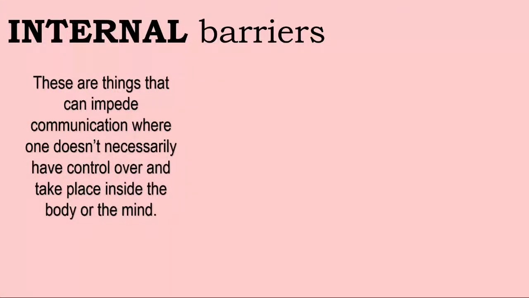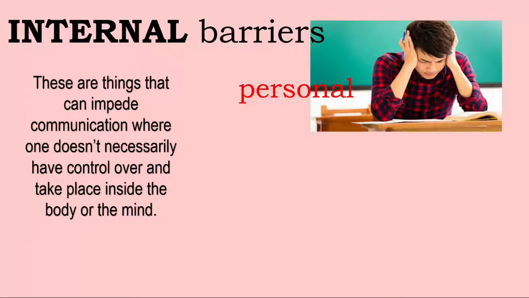So, yes, the first type of barriers to communication is the internal barriers. These are the things that can impede communication, where one doesn't necessarily have control over and which take place inside the body or the mind. Additionally, it has three types. The first one we have is personal barriers. It includes personal discomfort, poor attention, close-mindedness, and insufficient filtration. Say for example, you are listening to your teacher and you are not actually listening very well because you are uncomfortable, because there are many things going on inside your mind. So these barriers are considered personal barriers to communication.